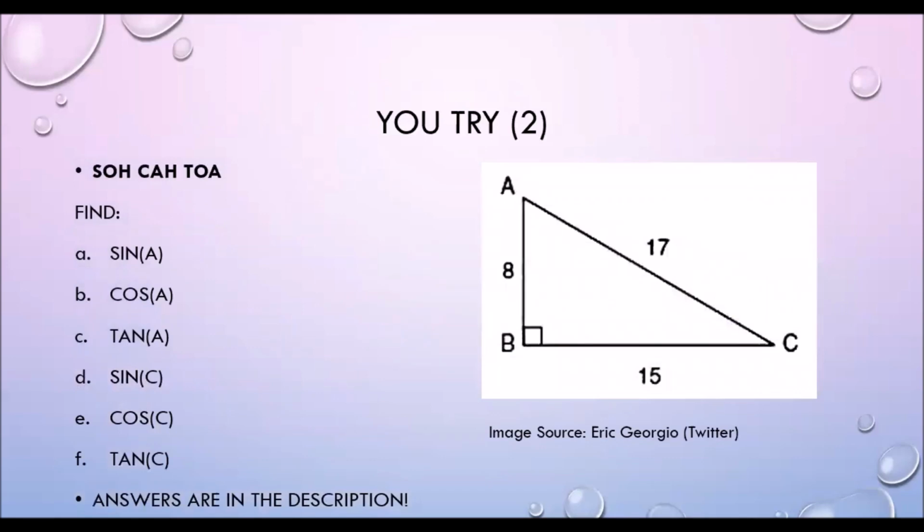Here is another set of problems for you to try on your own. These answers will also be in the description.